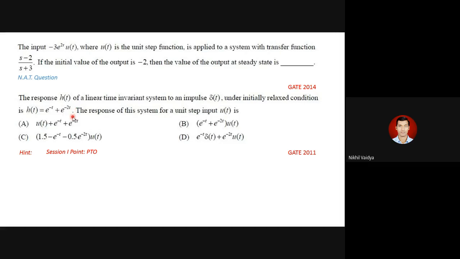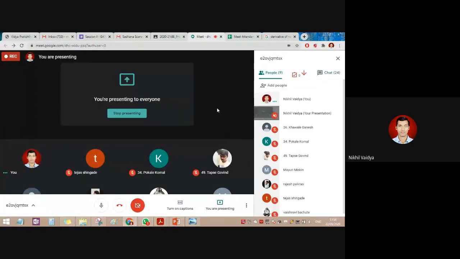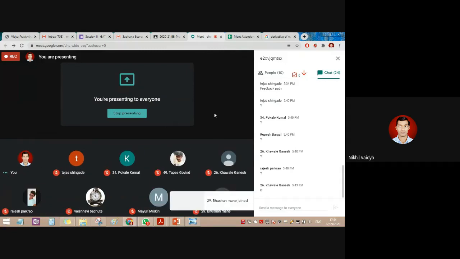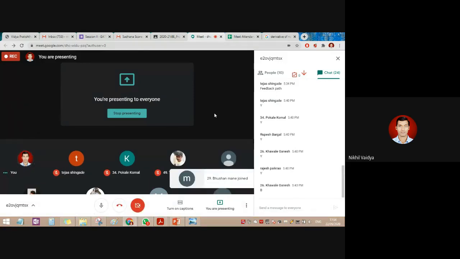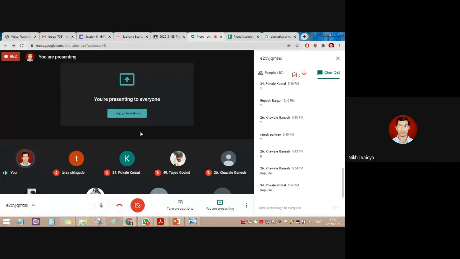Is it the impulse response or the step response? Please type. Okay, I will read the question again. The response h of t of a linear time invariant system to an impulse under initially relaxed condition is. So which response is it? Simple. Impulse response. Very correct.